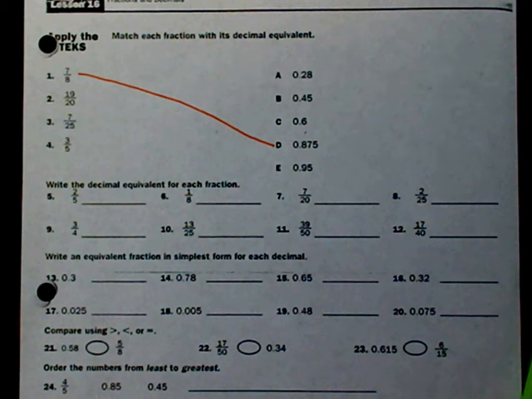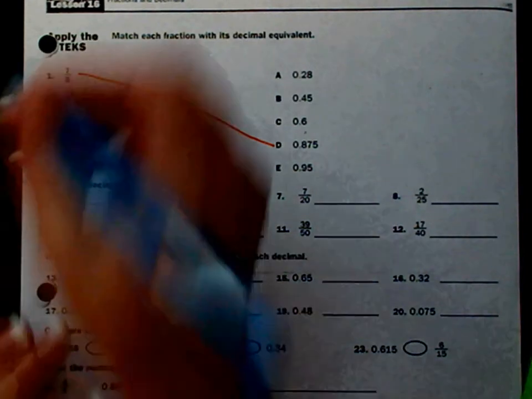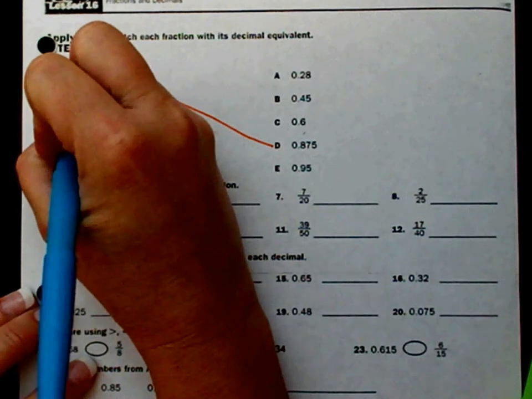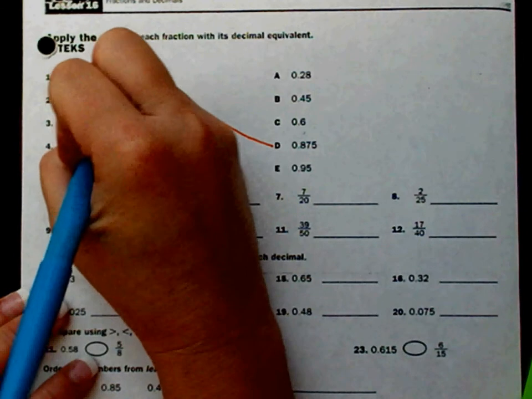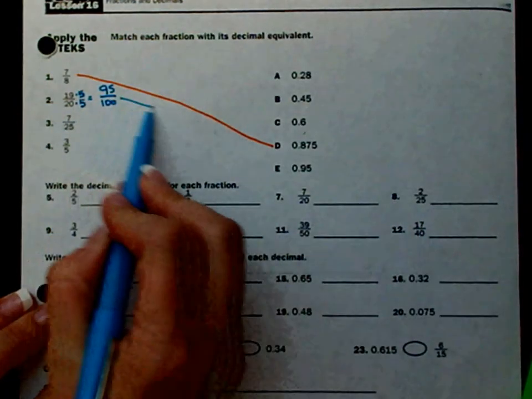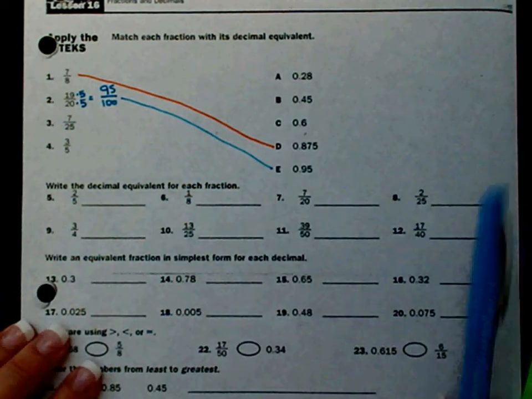For 19/20, 20th is not a benchmark, so that's one we're going to have to figure out. Well, remember, I have to get to a 10, 100, or thousandth. I'm already past the 10. I know 20 goes into 100 pretty easily. So I'm going to multiply times 5. Whatever I do to the bottom, I do to the top, which would give me 95 hundredths. And in a decimal form, that would match E.